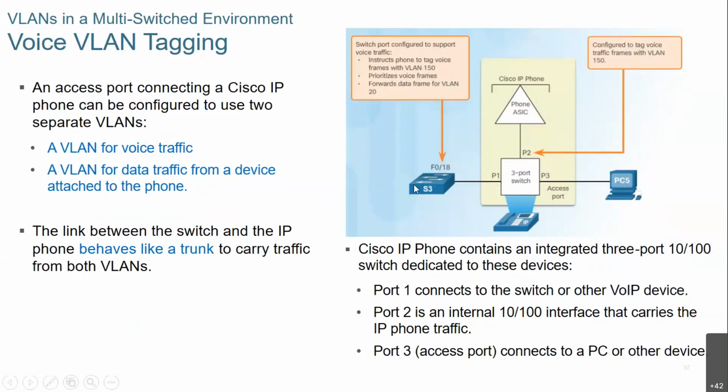You have P1, P2, and P3. P1 connects to the switch or other VoIP devices. P2 carries the IP phone traffic, meaning the call. And then here is the access port that connects to the PC or other device. So when a frame comes here and it is assigned to VLAN 20, which is this VLAN, if you remember, it will be sent through P3 to the access port to the device. If it comes tagged with VLAN 150 for the voice, then it will be sent to P2. And when you get information from the device, it will send through here. Same goes for that.